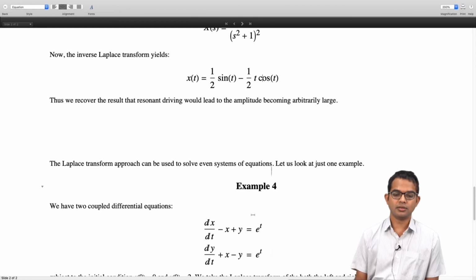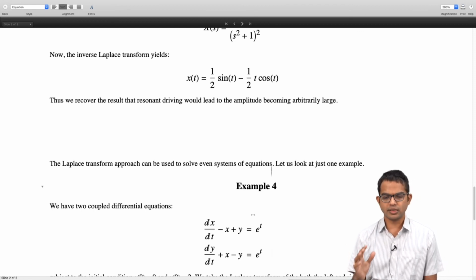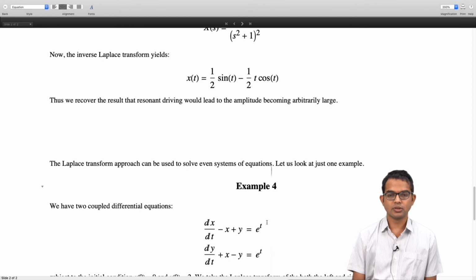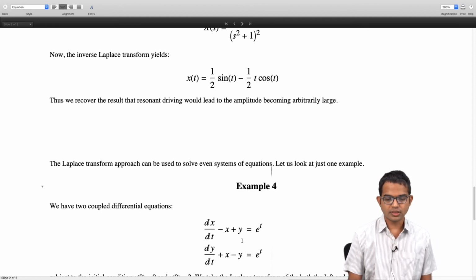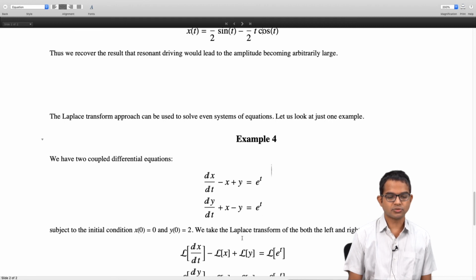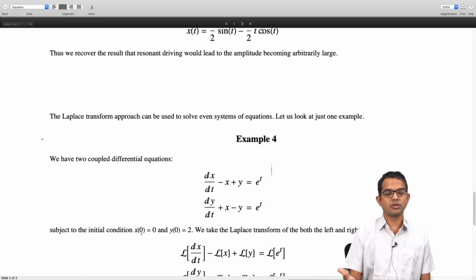and work with the properties of the matrices and the differential equations involved, and there is a theory of how to solve this, a technique involved. But let's look at how this can be solved using the Laplace transform, which is a quick and elegant approach. The initial conditions are also given: x(0) is 0, y(0) is 2.